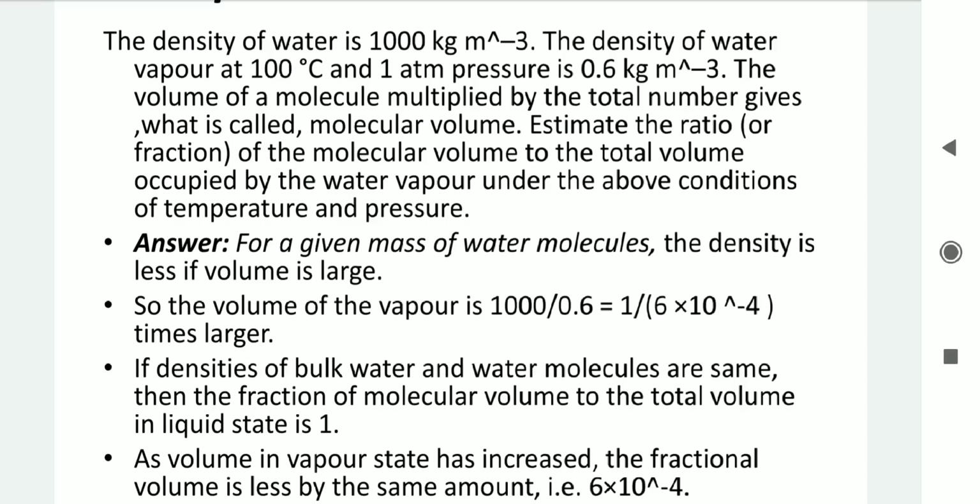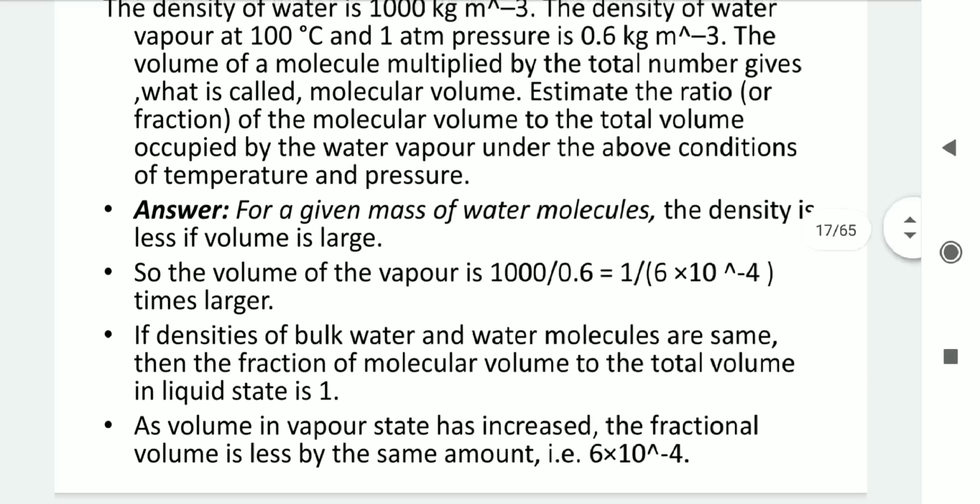Now if the density of bulk water and water molecules is considered the same, then the fraction of molecular volume to the total volume of liquid becomes 1. And the volume in vapor increases, so the fractional volume is less by that amount, 6 into 10 raised to minus 4.